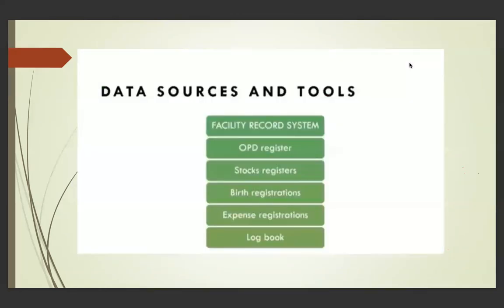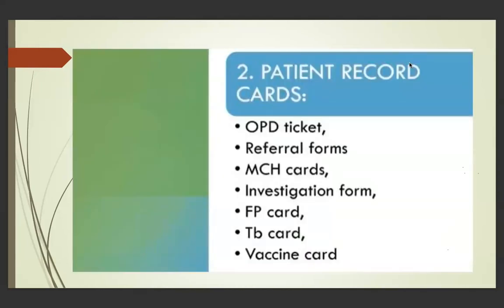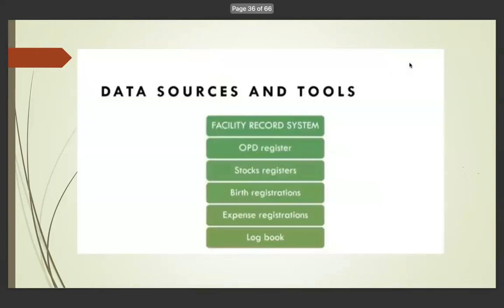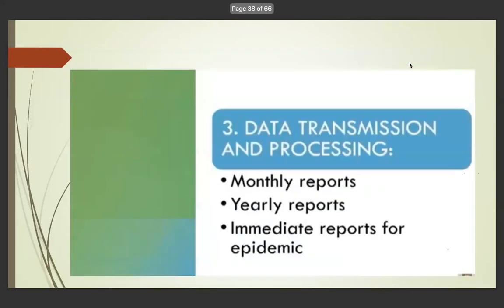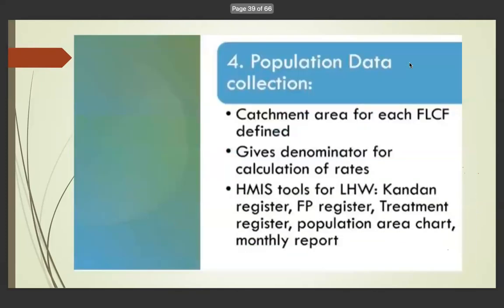Data sources and tools are the facility record systems: OPD register, stocks register, birth registration, expense registration, logbook, patient record cards, the OPD ticket, referral forms, MCH cards, investigation form, the TB card, the vaccine card, and the family planning card. Third is data transmission and processing: monthly reports, yearly reports, and immediate reports for epidemics. Fourth is population data collection: the catchment area for each defined facility gives the denominator for calculation of the rates.